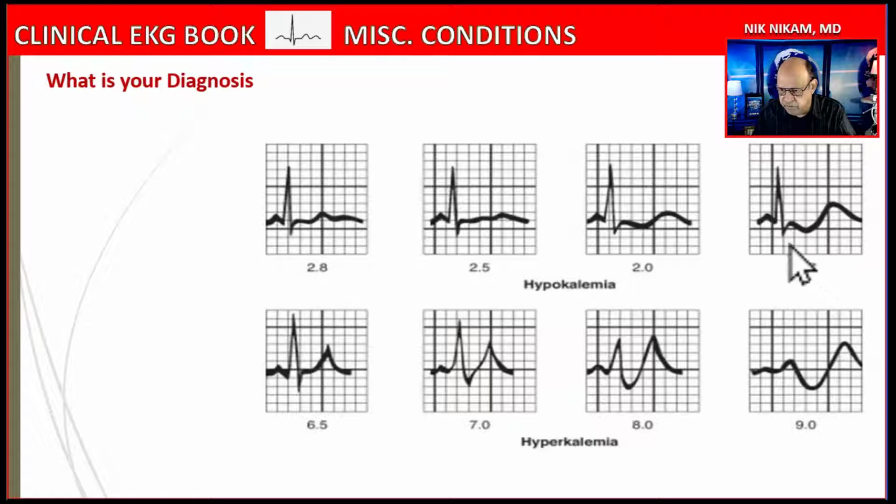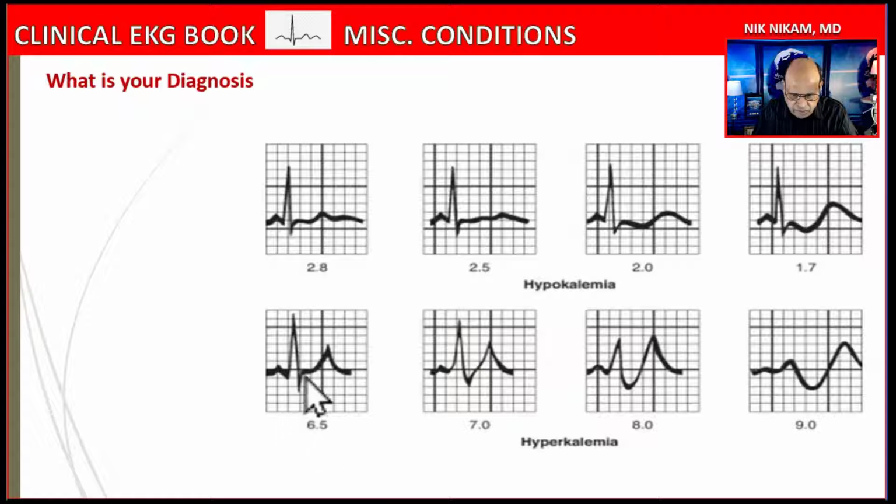If it is 1.7, you're looking like a biphasic T wave. If it's 2.5, which is sort of mild, you may see just flattening of the T waves. And if it's 2.8, which is the lower limit of normal, you may just see a prominent U wave. So let's move on to hyperkalemia.